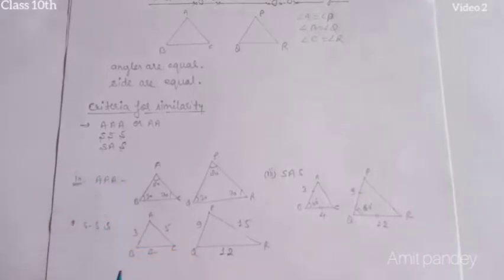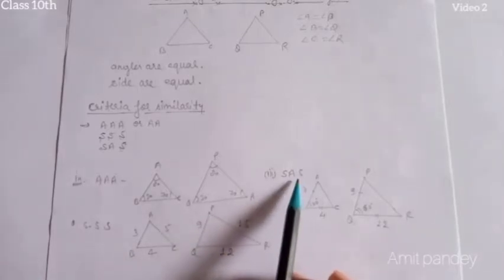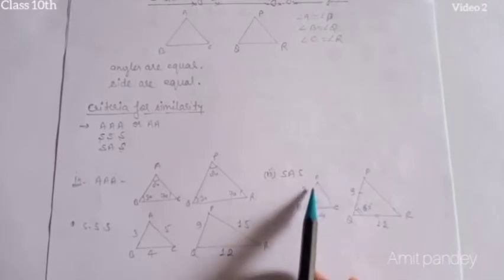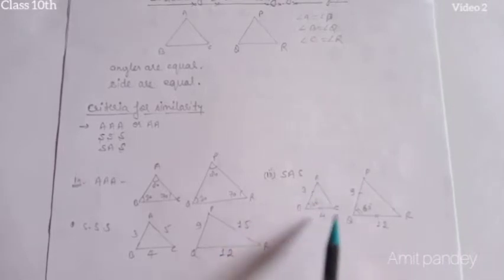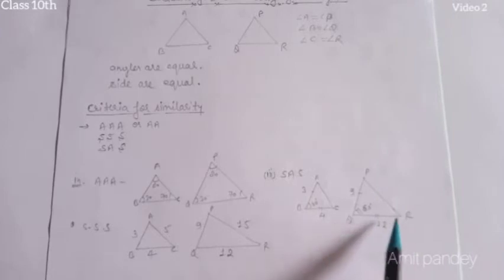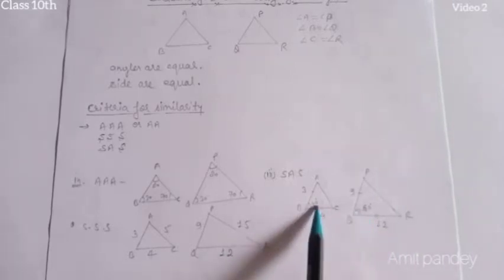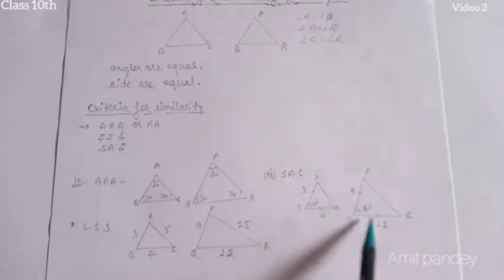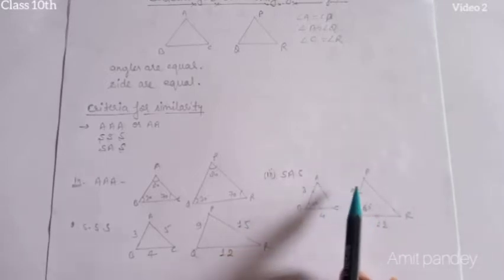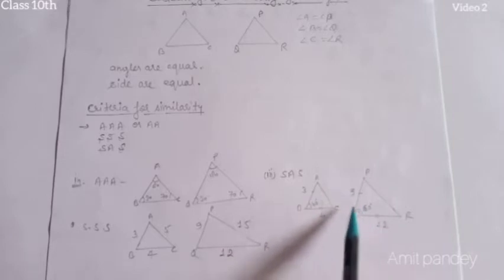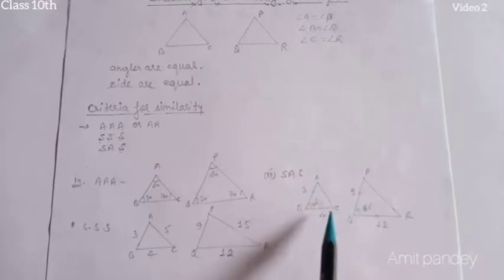So by observing the three pairs, we can say whether two triangles are similar or not. Similarly, in the SAS criterion you can check the lengths of the sides: AB is 3 and BC is 4, PQ is 9 and QR is 12, and one angle is 60 in triangle ABC, and angle Q is also 60 here. So students, the ratio of the sides is equal: 3 is to 9, 4 is to 12.